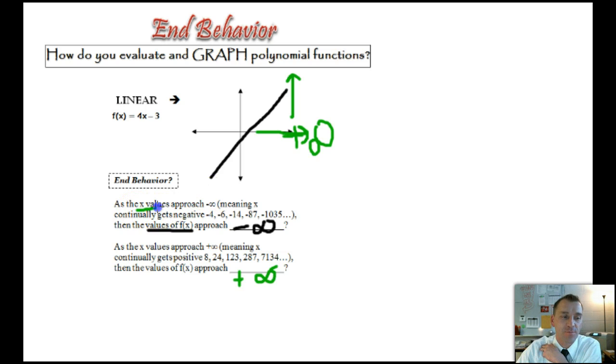As the x values approach negative infinity, that means I'm walking left. What's happening to the y values? Beautiful. So that's one scenario, at least the idea about how it works.